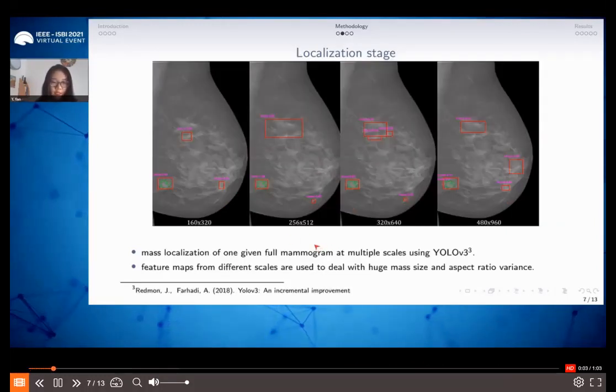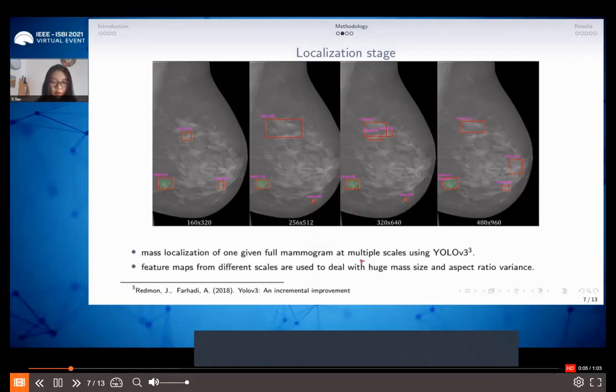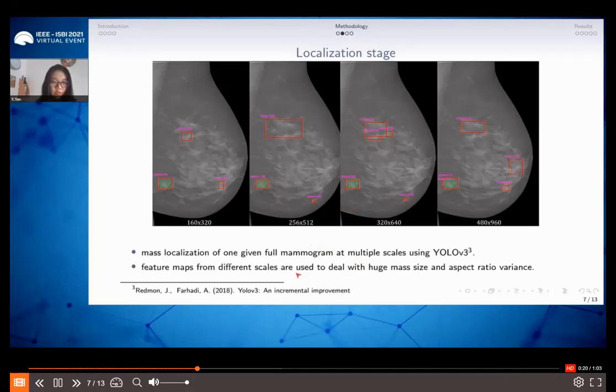Specifically, for mass localization, we can train the detection model at multiple scales, such that the localization procedure can also be extended by fusing predictions performed at multiple scales. As shown in this figure, feature maps from different scales are used to deal with huge mass size and aspect ratio variance. In other words, larger feature maps are assigned to detect smaller masses and vice versa.